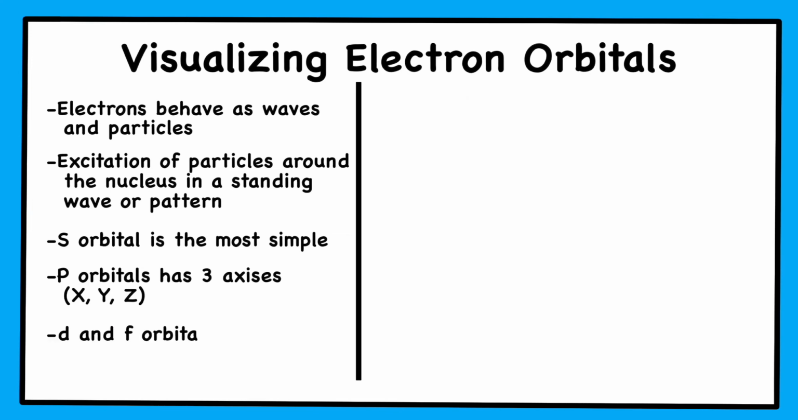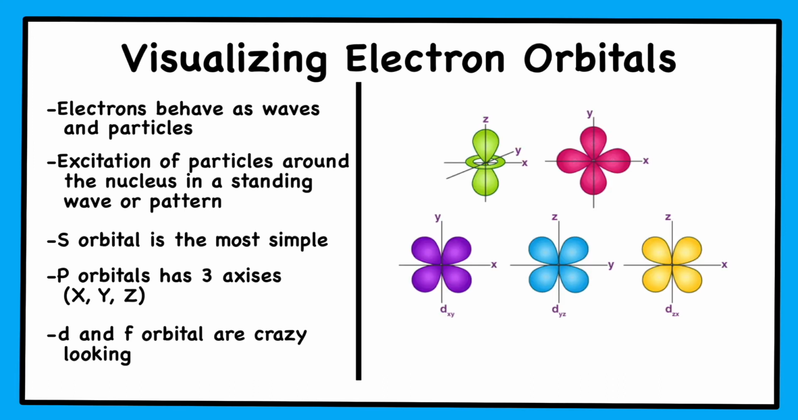The D and F orbitals are where we get a little bit crazy, and for the sake of our AP exam, I'm not going to go that far into explaining what they look like. But if some of you are curious, here are some examples to see what they look like.